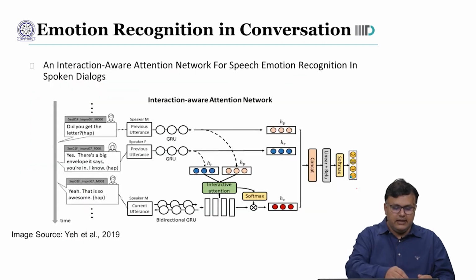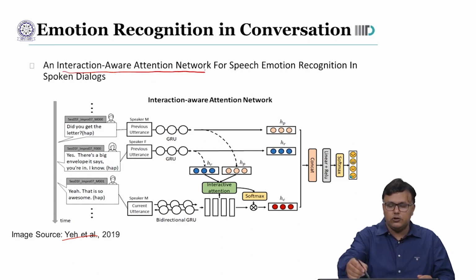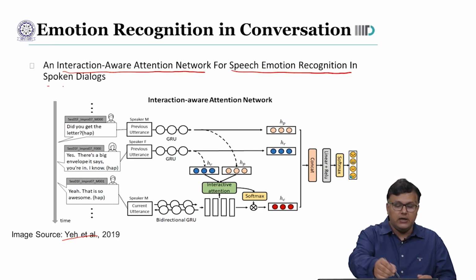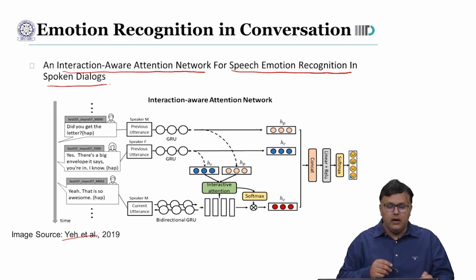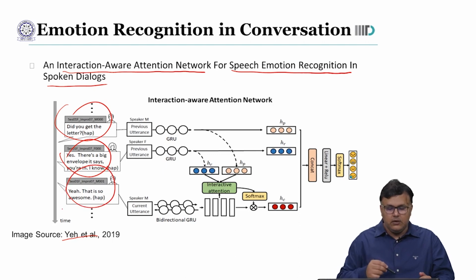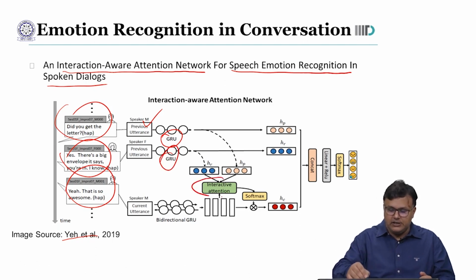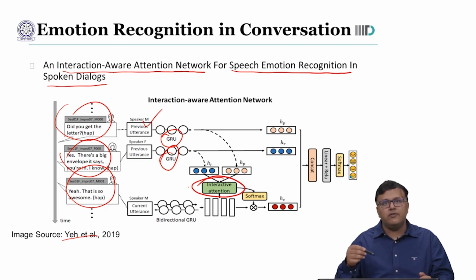Now here's another work by Ye and others. This work is an interaction-aware network for speech emotion recognition in spoken dialogues. All right. Now in this, what do you see here? Some conversation text over time. So you are extracting the utterances. Here you have a GRU, your recurrent networks, and you are also adding attention. Again, this is coming from the work I was referring to, Attention Is All You Need.